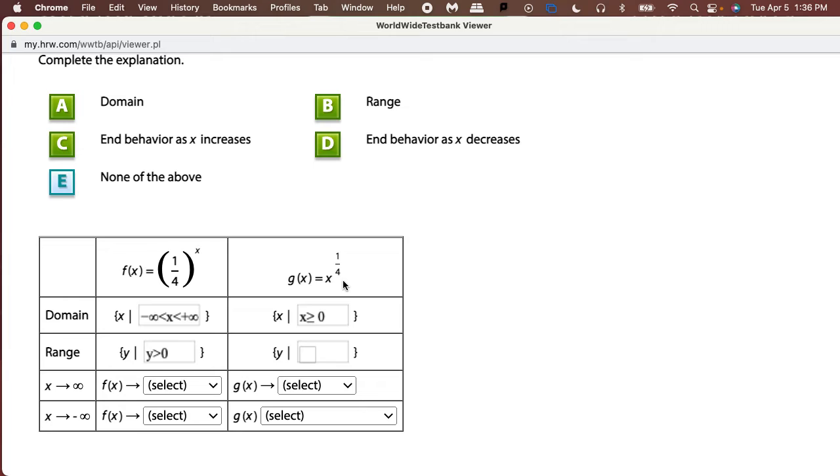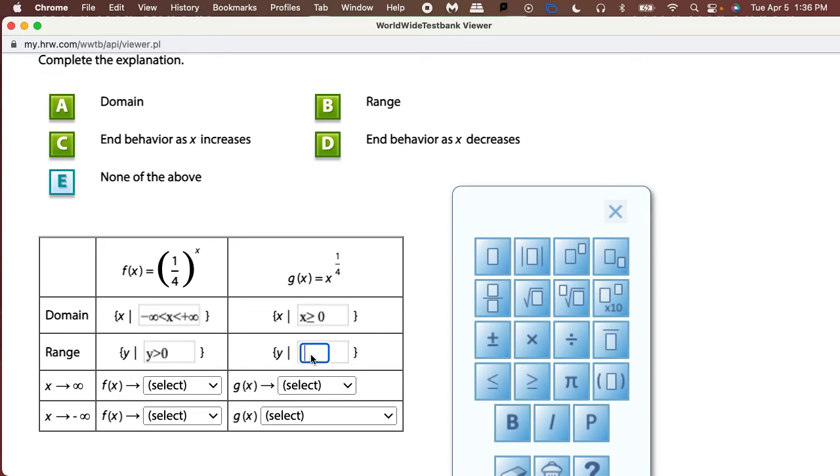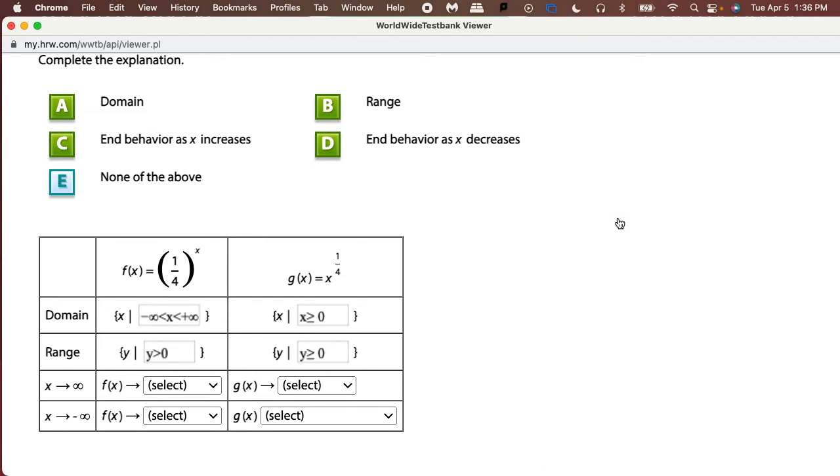Here, if I take the 4th root of a number 0 or more, I get out a number 0 or more. That's where the equal sign comes in, or more. So that little dash under the inequality sign is the only difference on the range.